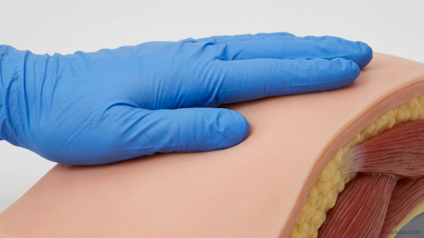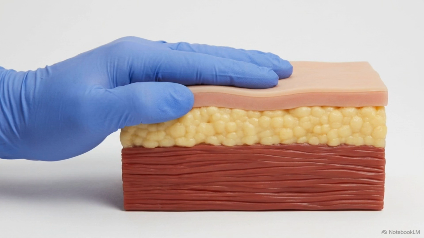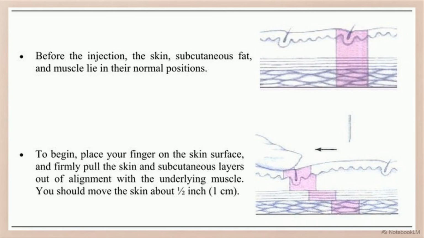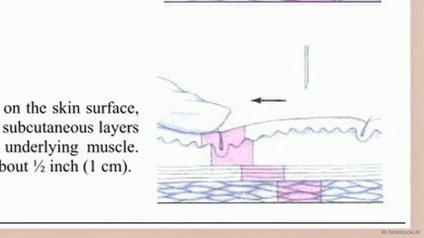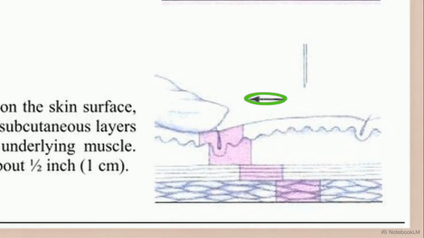and increases localized inflammation. Use the ulnar side, the heel, of your non-dominant hand to firmly pull the skin 1 to 1.5 inches laterally from the target site. As the diagram shows, this movement drags the epidermis and subcutaneous fat out of their resting vertical alignment with the stationary muscle. The instructional illustration shows that the tissue must be shifted laterally, not pinched or bunched upward, to ensure the track will be occluded later.